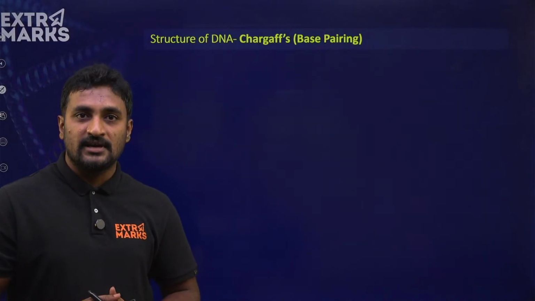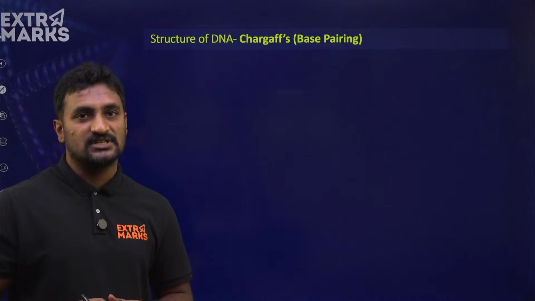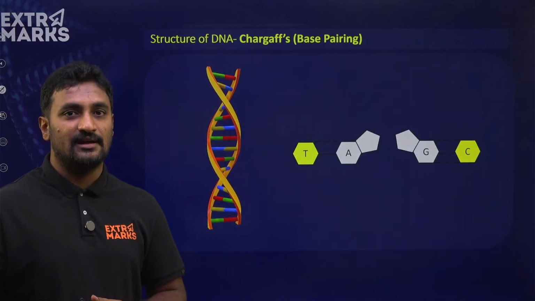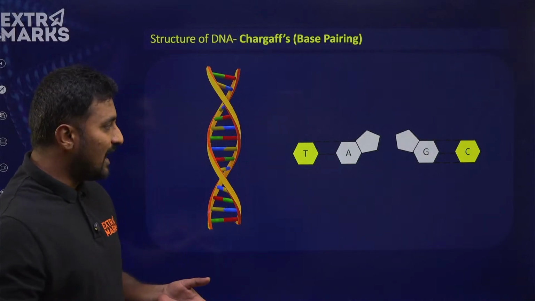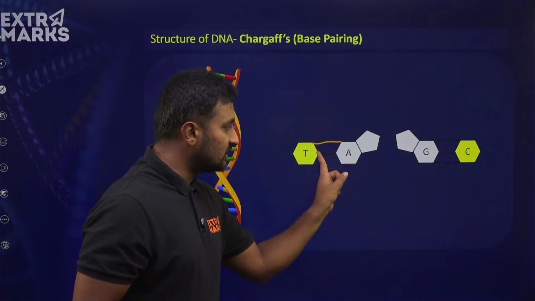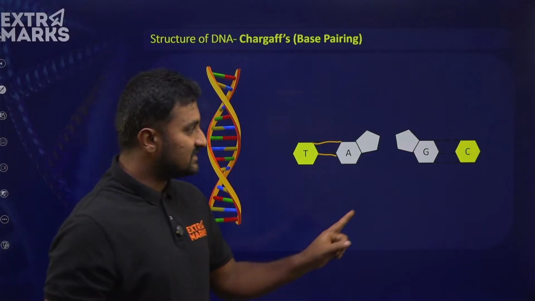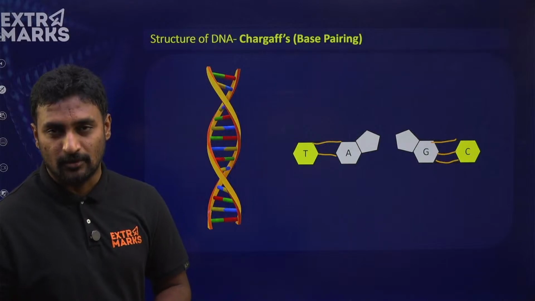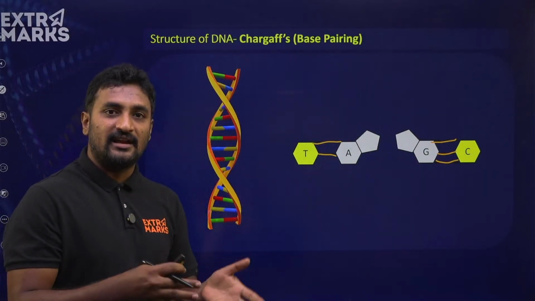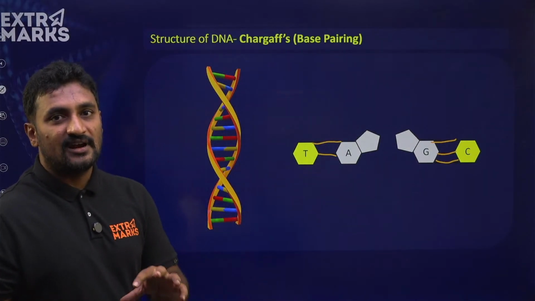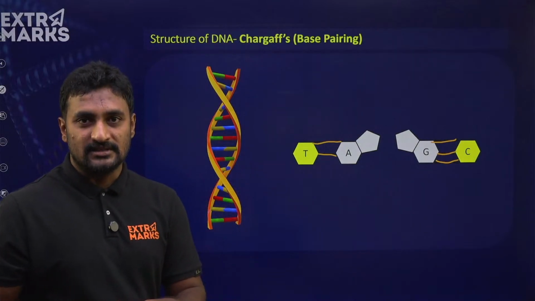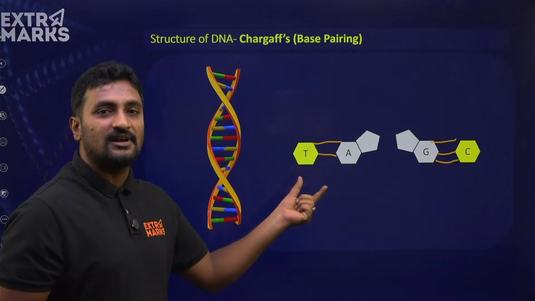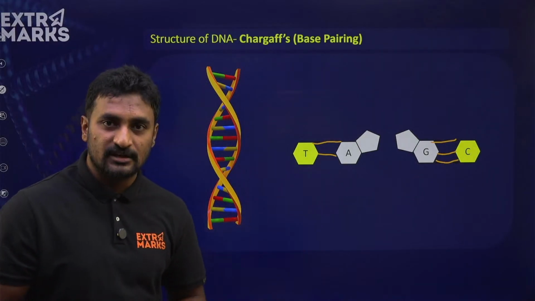The next topic is from the structure of DNA, which is Chargaff's base pairing. As you all know, Erwin Chargaff gave us a base pairing rule. You know that A always joins with T with a double bond. At the same time, G always attaches to C with a triple bond. And as you all know, if there are 10 A, there are going to be 10 T. If there are going to be 10 G, there are going to be 10 C. So they will always be equal. So sometimes questions on this base pairing are also asked in your NEET exam.